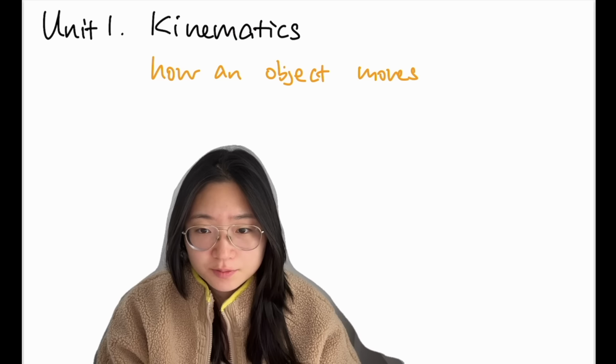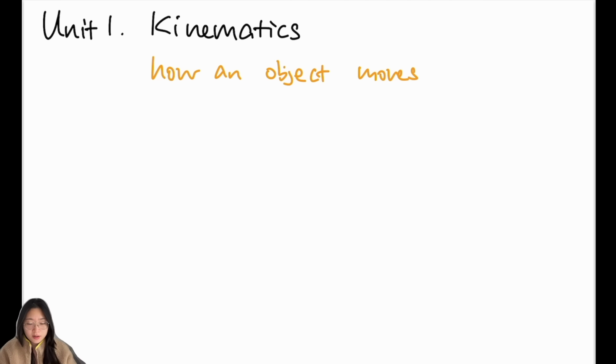Let's get started. So today I'm going to talk about Unit 1 of AP Physics 1: Kinematics. Kinematics is the most fundamental and one of the most important parts when it comes to mechanics. In kinematics, we study how an object moves, but we're not going to study why an object moves in such a way. We're only going to focus on how it moves, including in which direction it moves, moving upward, moving down, or moving to the left, moving to the right.